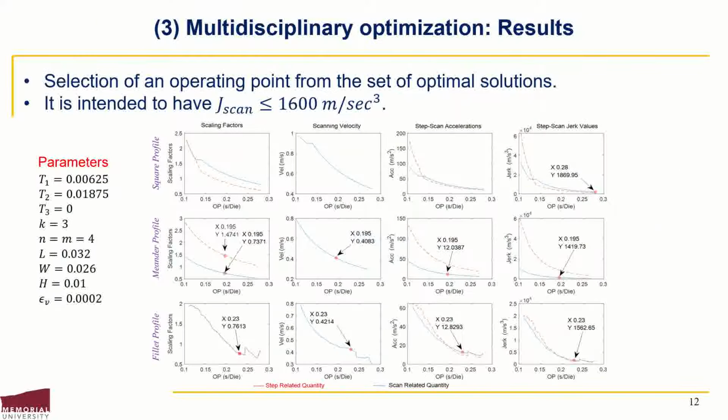In the shown operation charts, the selection of the operating points from the set of optimal solutions is done visually by forcing the maximum jerk value to be less than 1600. Clearly, the square profile cannot be used under the given jerk constraints and therefore got excluded. It's true that the Meander profile has a lower operation time. However, the stepping acceleration and jerk associated with the Meander profile are higher compared to the Fillet profile. So, it's expected that the tracking error under the Fillet profile will be lesser compared to the Meander profile. This will be looked at in a separate study.